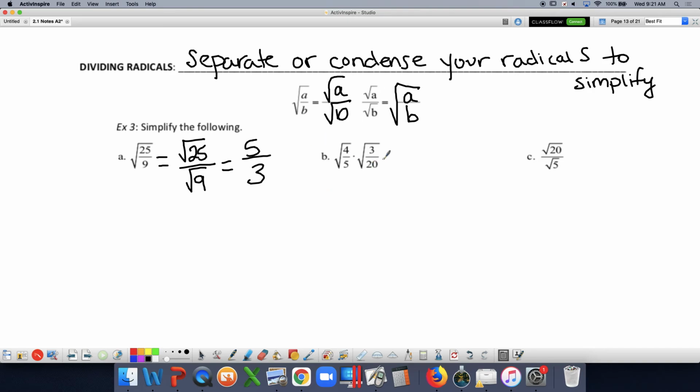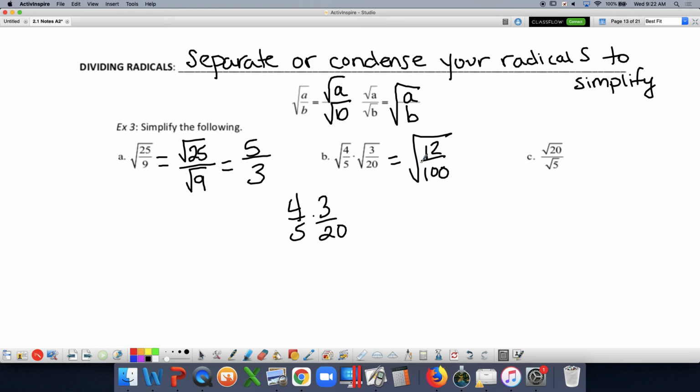All right, let's look at letter B. I've got some multiplication going on here. So let's multiply. Do we remember how to multiply fractions? You simply multiply your numerators, multiply your denominators. There's a bunch of different ways to solve this, Will. You could have simplified first and then multiplied. I was trying to pick the shortest way possible.